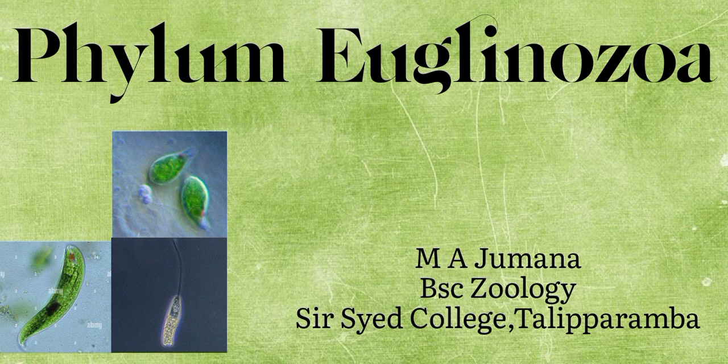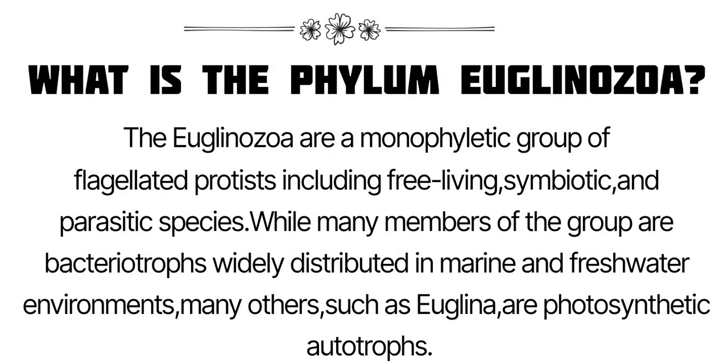Today we are going to discuss the phylum Euglenozoa. What is the phylum Euglenozoa? The Euglenozoa are a monophyletic group of flagellated protists including free-living, symbiotic and parasitic species. While many members of the group are bacteriotrophs widely distributed in marine and freshwater environments, many others, such as Euglena, are photosynthetic autotrophs.